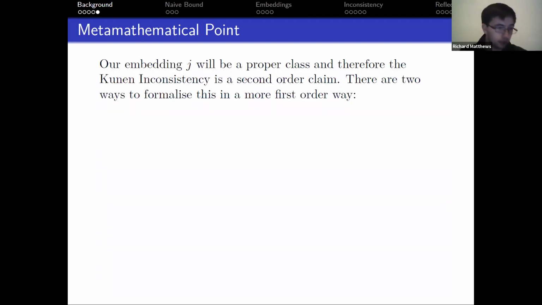Right, so as a last bit of background, I would like to make a quick metamathematical point. Our embedding j is a proper class, and therefore the Kunen inconsistency is a second order claim. So there are two ways to formalize this in a more first order way. The first one is to do what we'd normally do in a first order theory, and consider j to be a definable class, by which I mean we'll assume there is some formula phi, and j is just the set of pairs (x,y) such that phi holds for (x,y) with some parameter p. And we shall see that definable elementary embeddings you can quite easily show can't exist in this system.